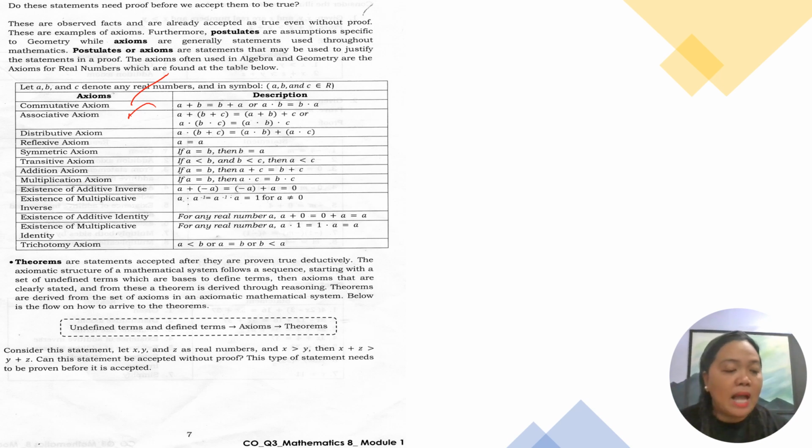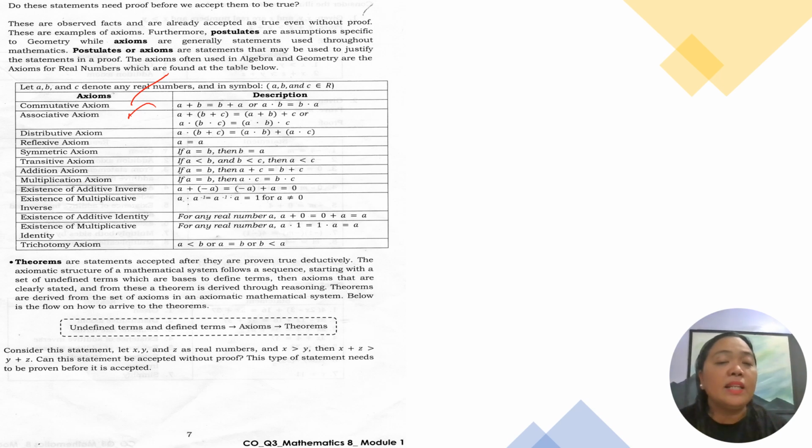Now let's go to the reflexive axiom. For the reflexive axiom, a variable is equal to itself, or a number is equal to itself. If we have A, then by the reflexive axiom, A is equal to A. If we have 10, then 10 is equal to 10. That's the reflexive axiom. A number or a variable is equal to itself.